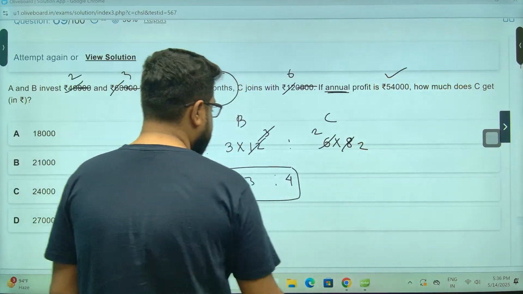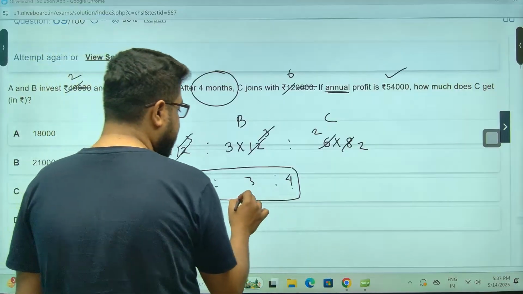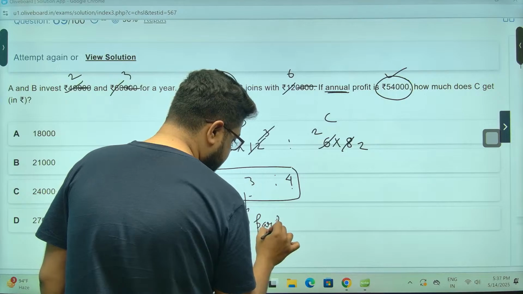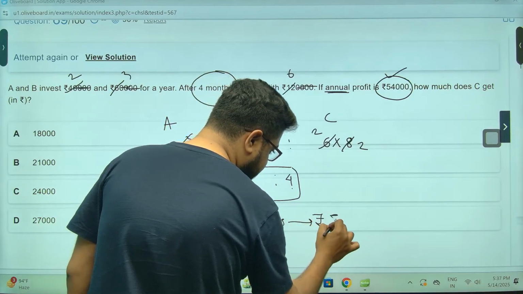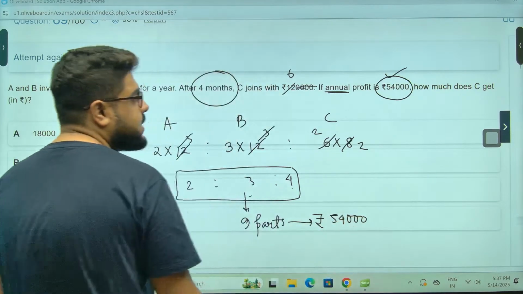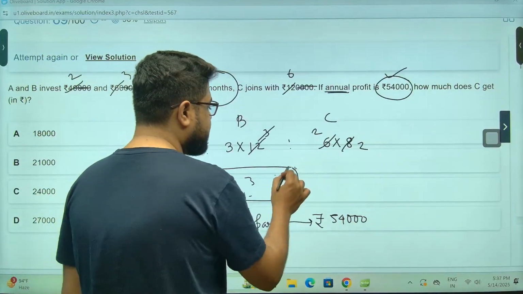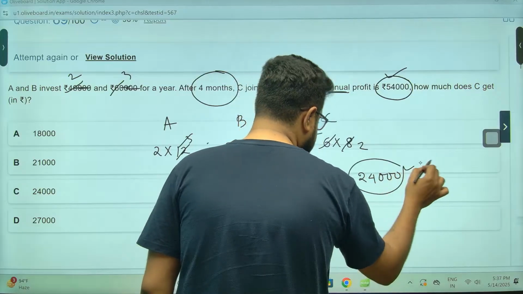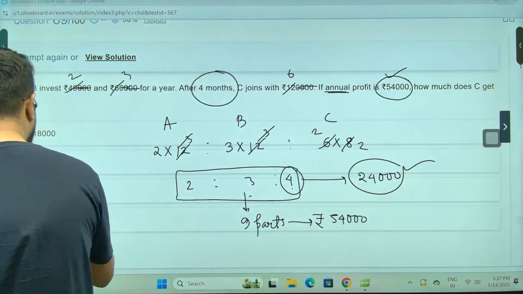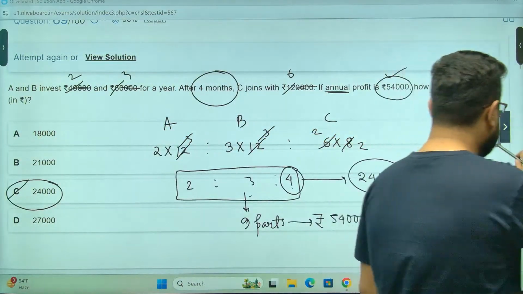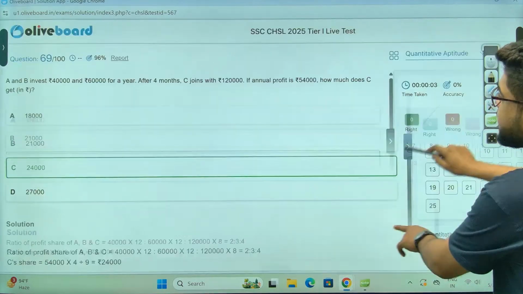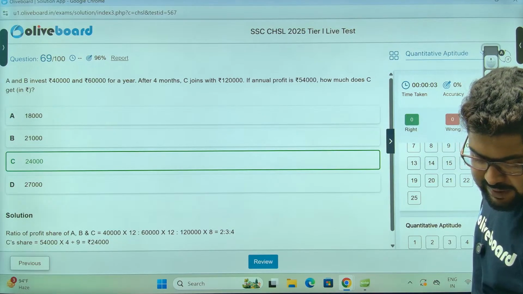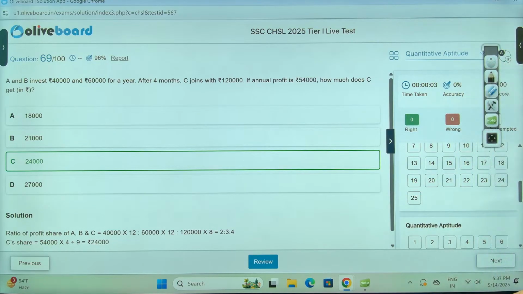The total profit is given. How much does C get? 4 plus 3 plus 2 is 9. 9 parts is equal to 54,000 rupees. So one part is 6,000 rupees. C gets 4 into 6,000, that is 24,000 rupees. That's the answer. Option C, sir. Yes, Reena, you are correct. Option C is the correct answer. Very good. Yes, Sashi, you are also correct.